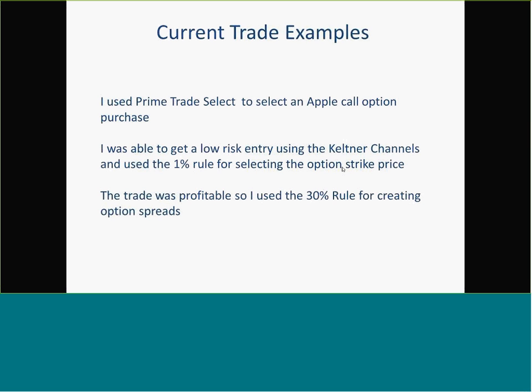So this was set up using the Keltner channels. I waited till Apple stock decreased in price, became oversold. It was trading towards the lower Keltner channel. I established my position, and I used the 1% rule for selecting the option strike price. So Apple stock only had to go up 1%, and I started to profit on the trade. So this trade was profitable, and once I got up to a 30% profit on the trade, then I used the 30% rule for creating option spreads.